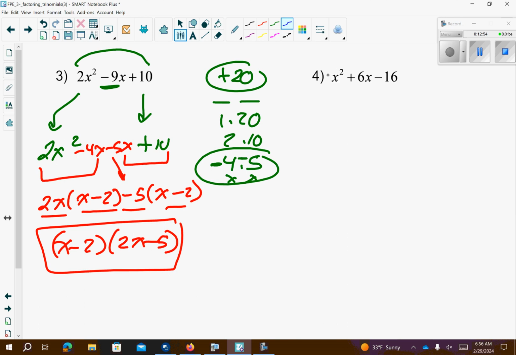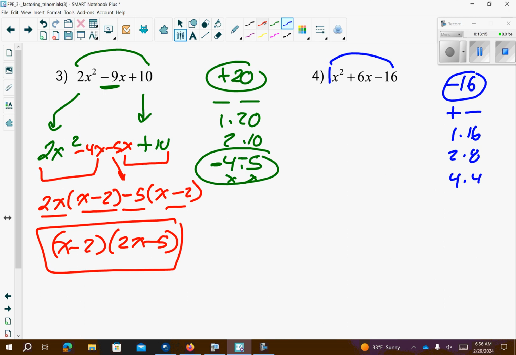Number 4, there's not a number out front that I see, so I'm going to put a 1. That's a negative 16. Okay, let's keep this in mind. A negative 16 means I have to have a positive and a negative. I multiply a positive and negative together, I get a negative answer when multiplied. So 1 times 16, 2 times 8, and 4 times 4.